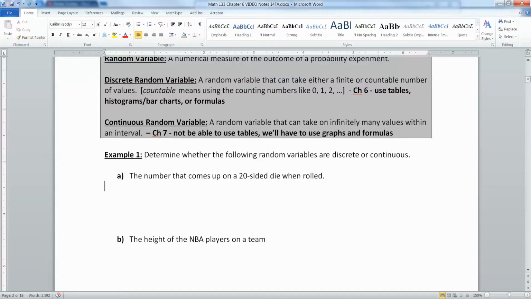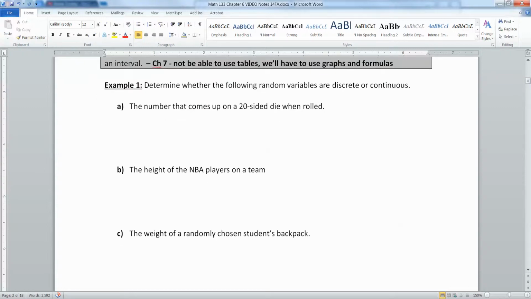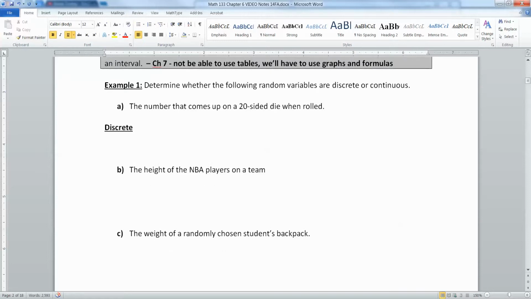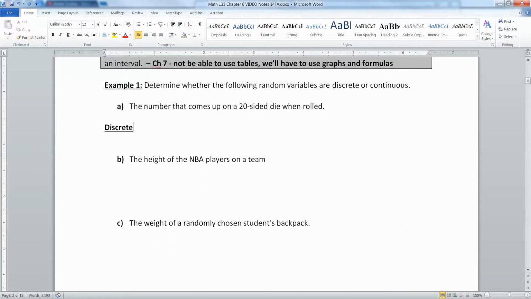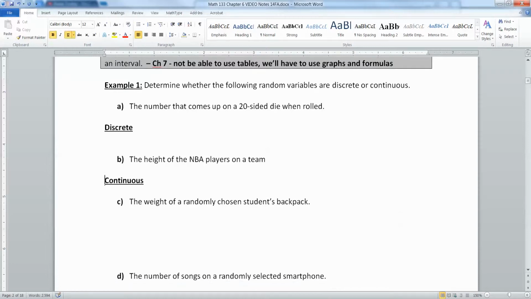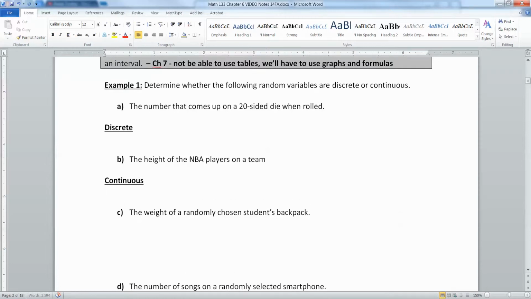All right, so let's think about this. We want to roll a 20-sided die and determine the number that comes up. Well, that is very much discrete, right? There are 20 possible outcomes, 1 through 20, and that's it. There are no other options. Now, the height of an NBA player, if you remember, that's measured. And if it's measured, that's continuous. Technically, the players could be anything on a certain scale, and that scale would be your tape measure that you measure them with. If it's something you measure, that's continuous.